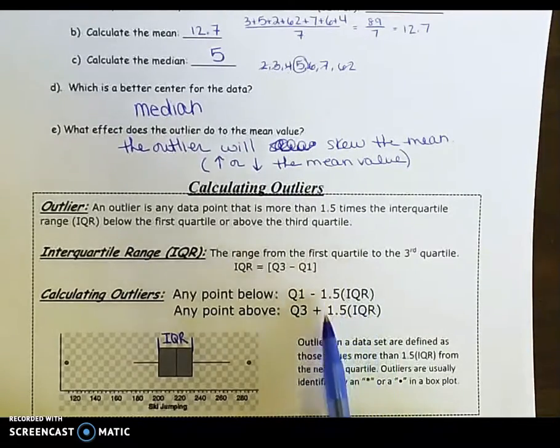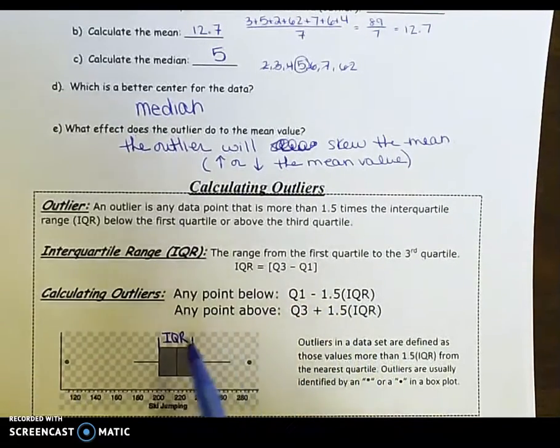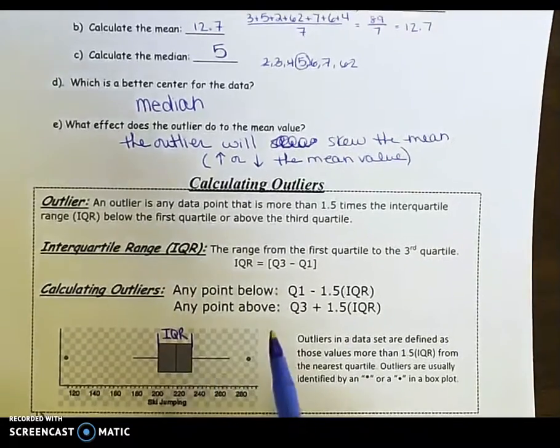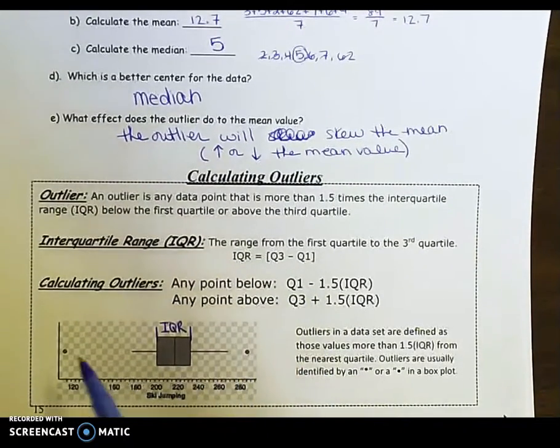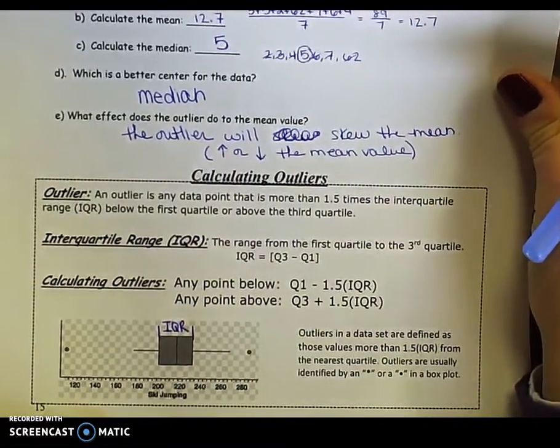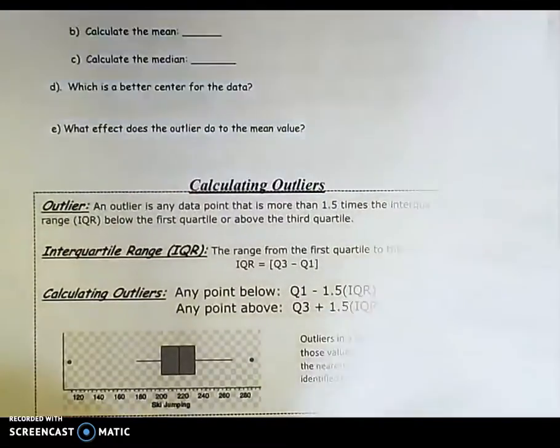Now, if we find that we have outliers, what we're going to do to our box plot is modify it by making the outliers dots and then changing your min and your max. All right, so let's take a look and actually try calculating our outliers.